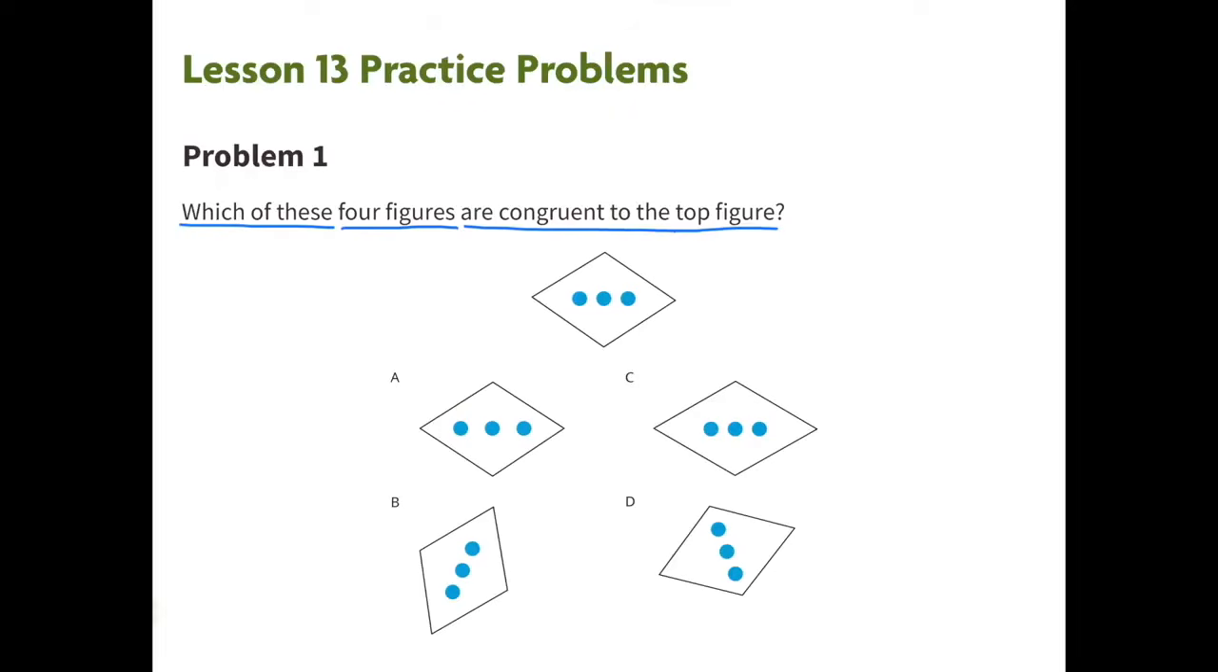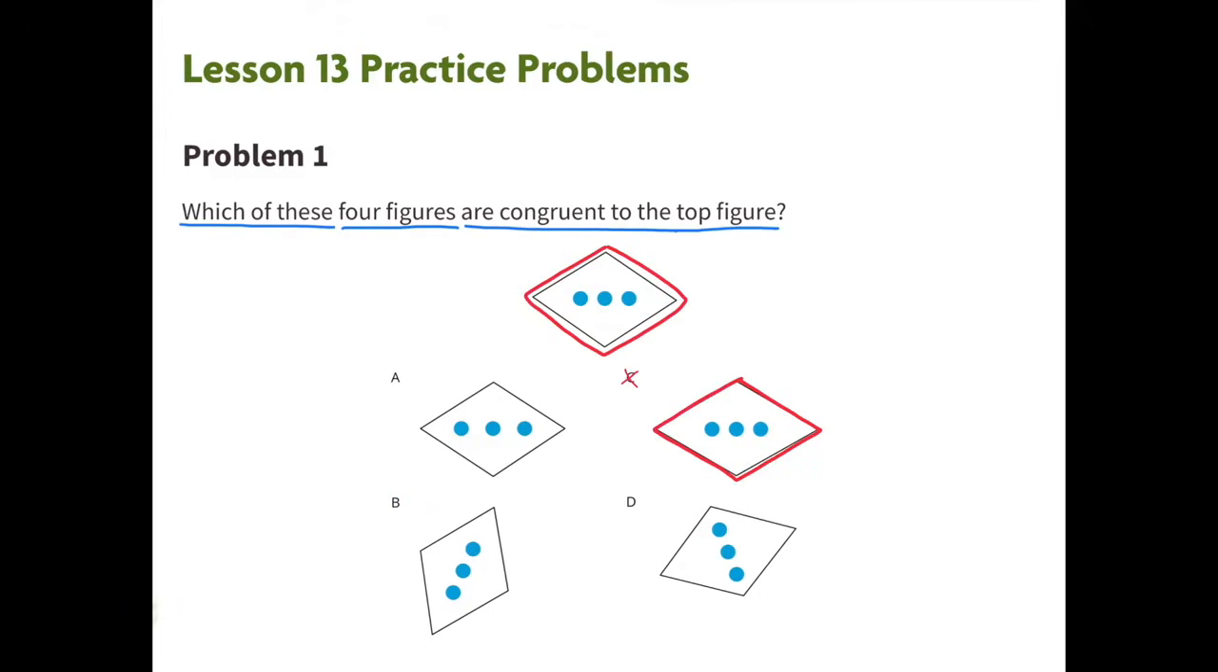Number 1. Which of these 4 figures are congruent to the top figure? Figure A is not congruent because the distance of the dots are further apart in figure A than they are in the original figure. Figure B appears to be congruent with the original figure. The side lengths, the angles, and the dots all appear to be the same measure as the original figure.